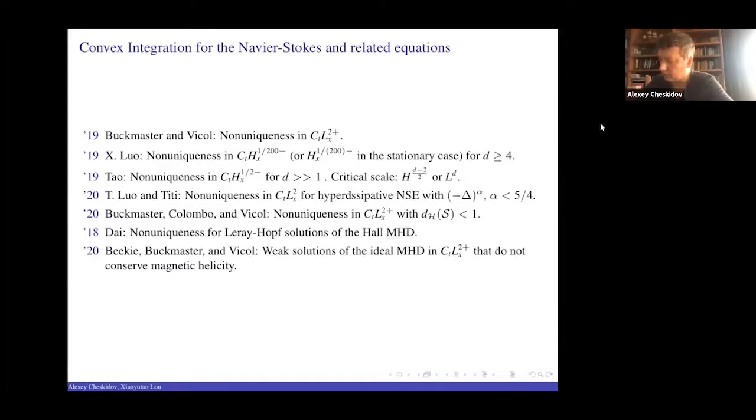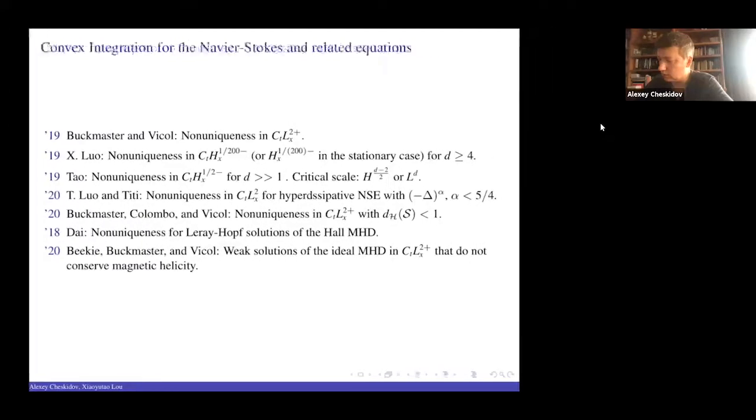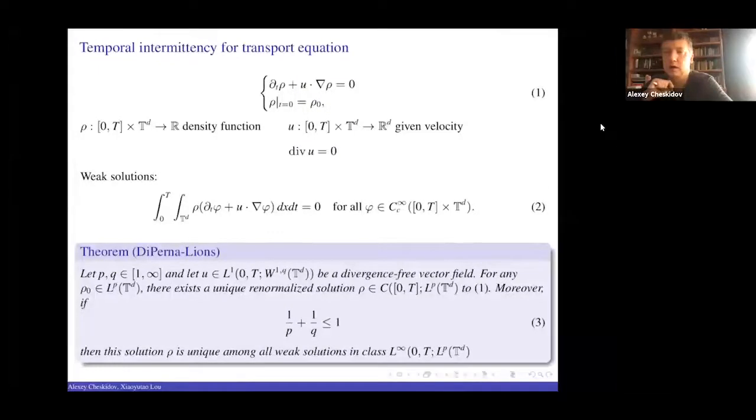And what I'm going to explain in details, maybe, well, at least I'll spend a few minutes, I'm going to talk about a transport equation, about some non-uniqueness results for transport equation, because for us it was something like a testing ground of the method that I'm going to explain. Okay, so the transport equation that we all know, rho is the density function, u is the given velocity, it's divergence free, so weak solutions are defined in a standard way.